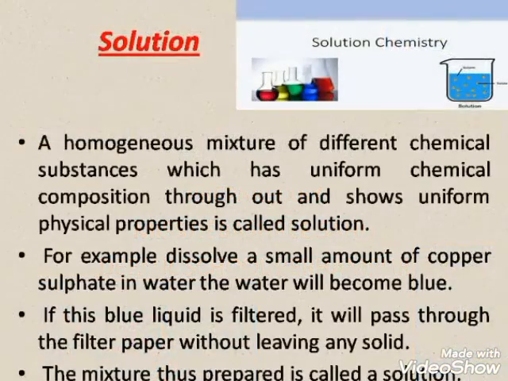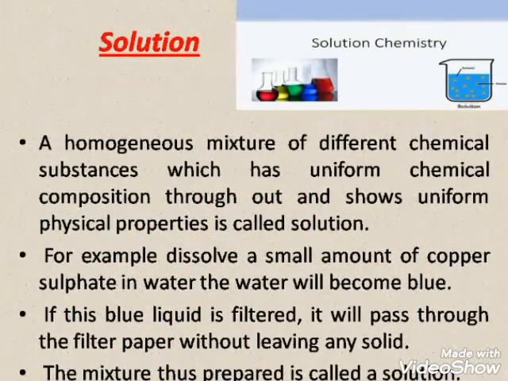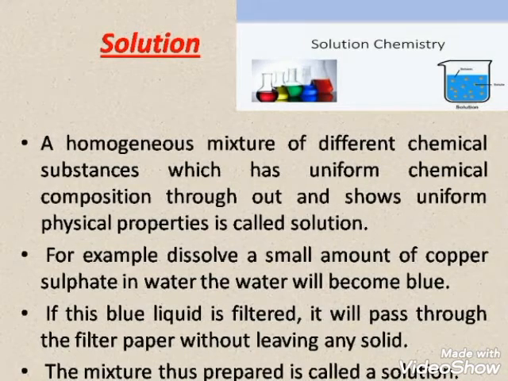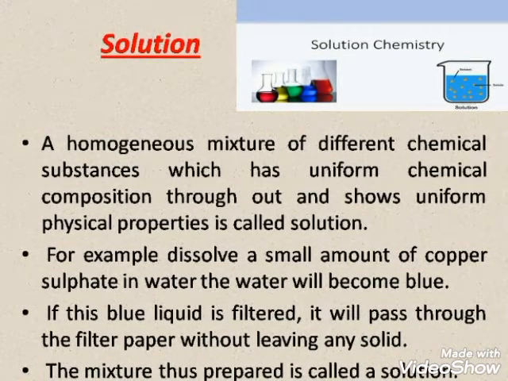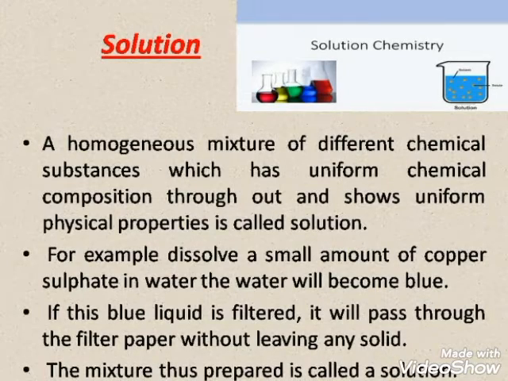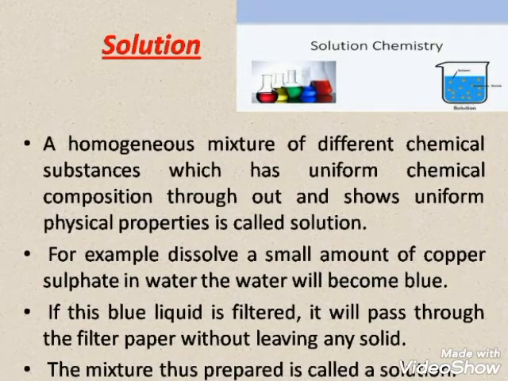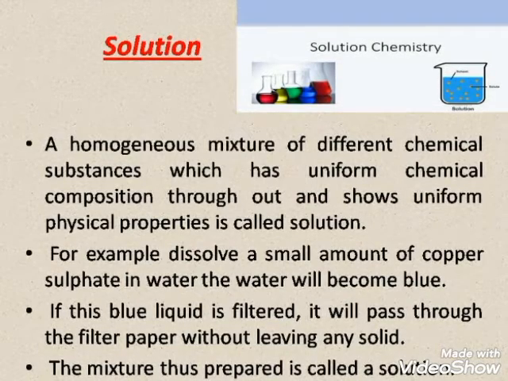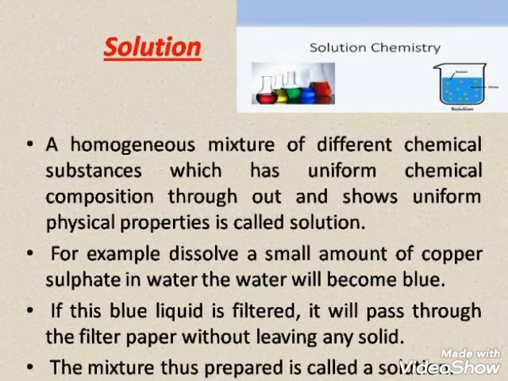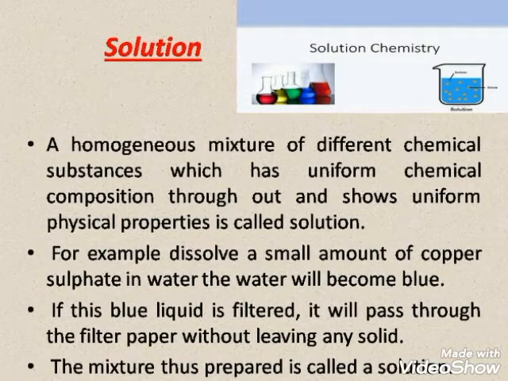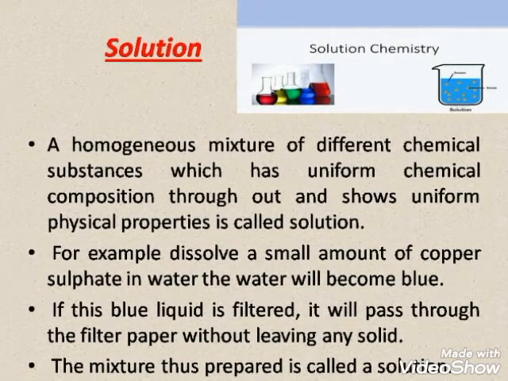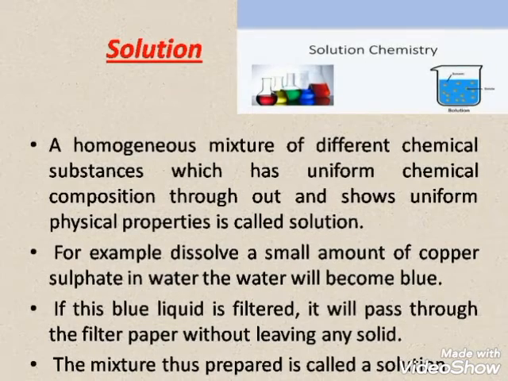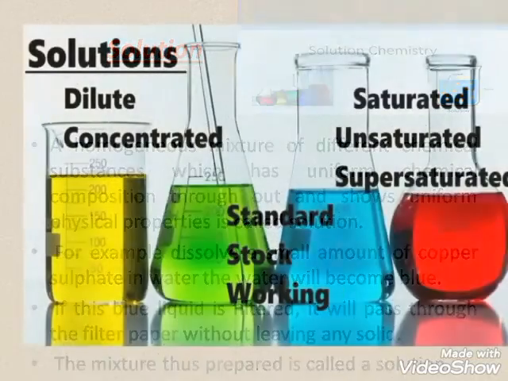So we all have studied that a solution is a homogeneous mixture which has uniform properties all throughout. That means it has a uniform chemical composition and the distribution of particles is also uniform. Here the solution has uniform physical properties. Let us say I am taking a particular salt, NaCl or copper sulfate, and dissolving it in water. Then NaCl forms a clear solution, and if I filter it, it will not give out any precipitate.